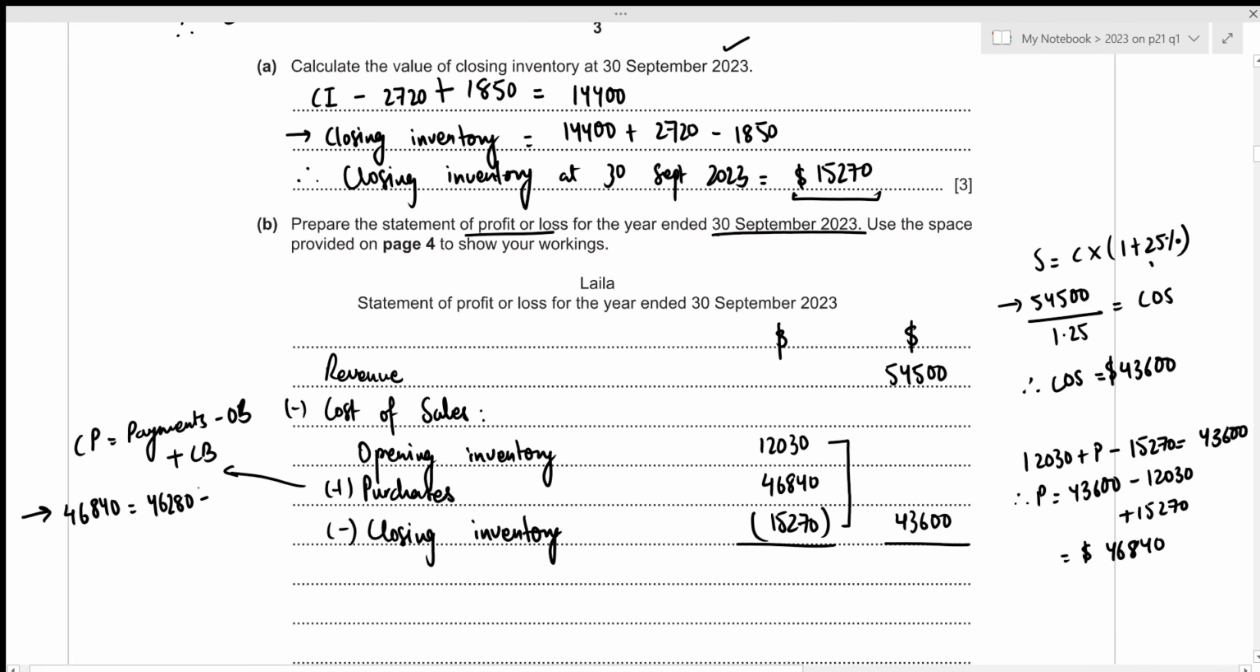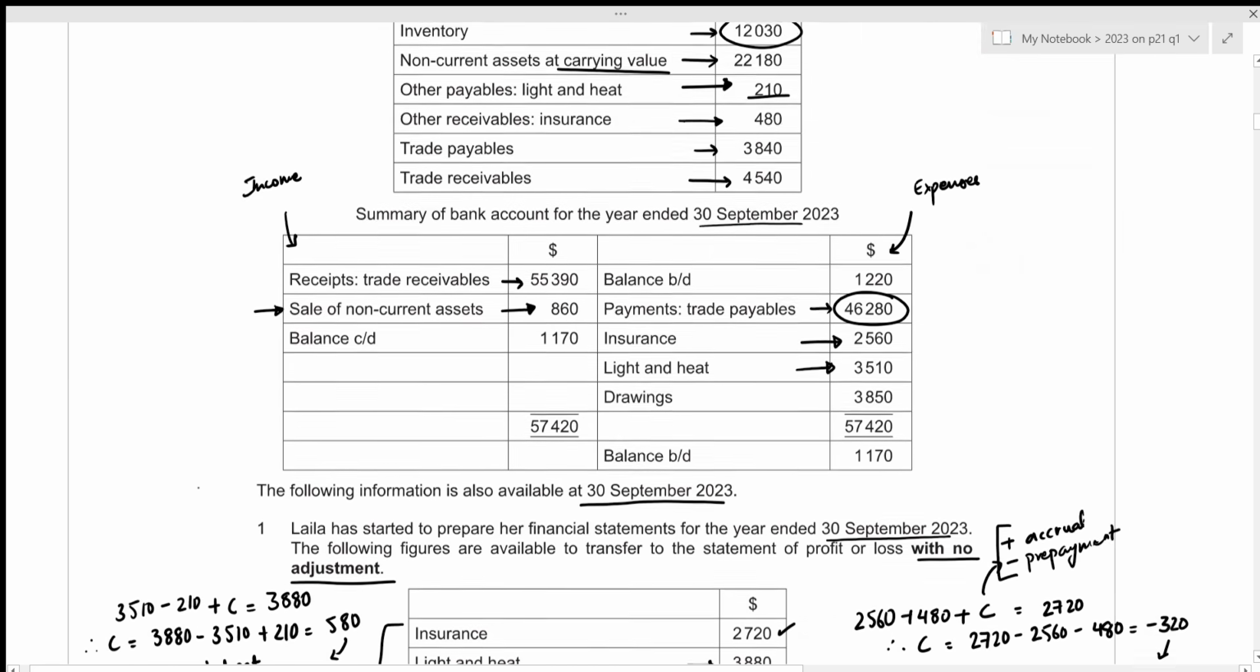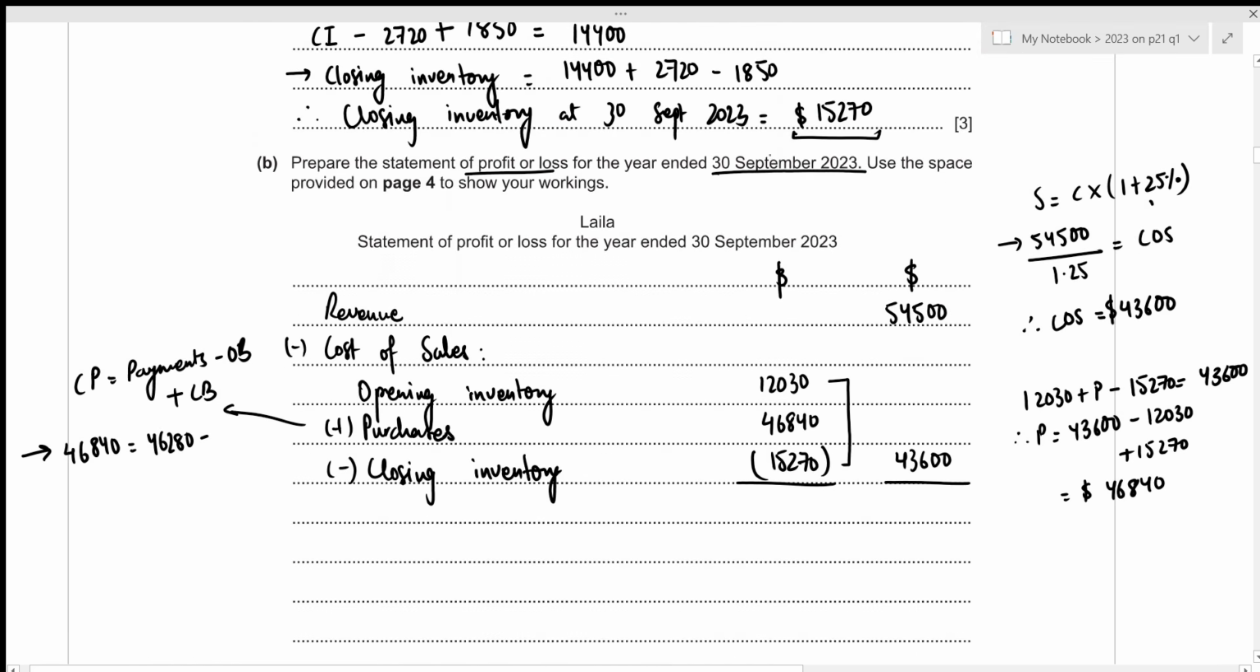Then we need to subtract the opening balance of trade payables, which was of 3,840. And now we can calculate the closing balance of trade payables. So closing balance of trade payables is just going to be 46,840 minus 46,280 plus 3,840, which gives the value of 4,400. That's our closing balance of trade payables.